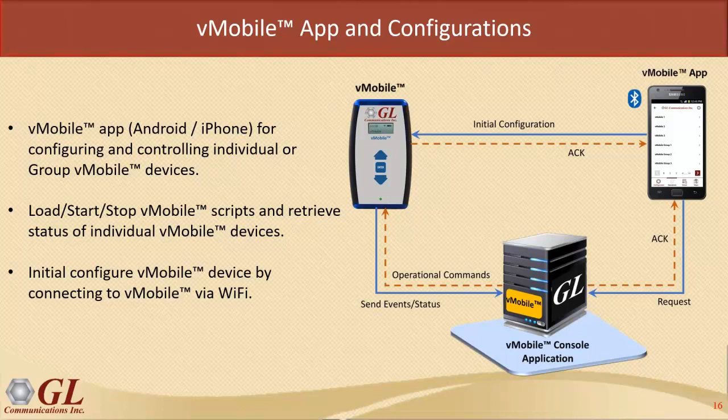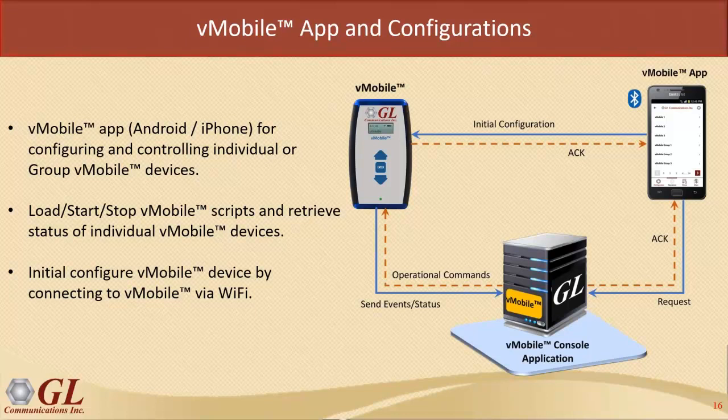And what can you do with the app? Well, you can load a script. You can start the script, stop the script. You can configure the vMobile, and if the central system's IP has changed, you can tell it what the new IP is.